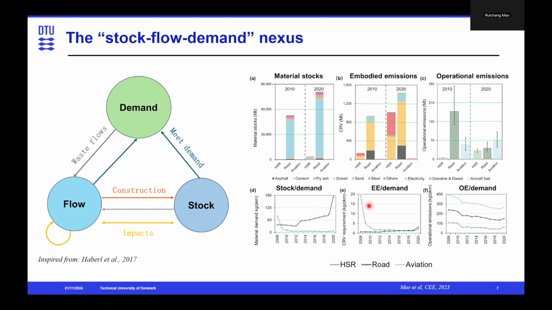But also the embodied emission per demand for high-speed railway is decreasing. There is a little bit of an increase during the pandemic. This is because the demand for this kind of transportation in China decreased sharply in those years. But for the operational emission per demand, we can of course see that the aviation system has the most operational emissions.